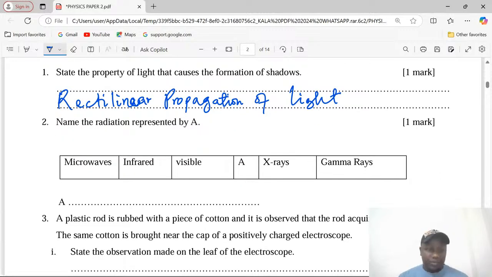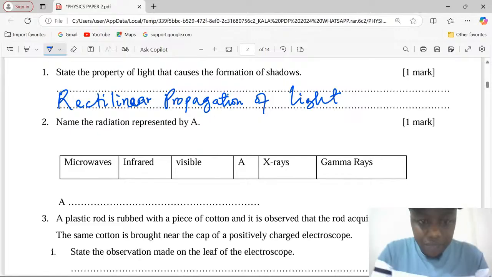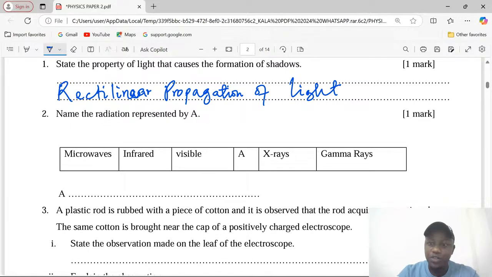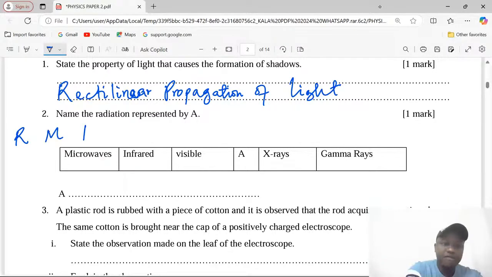Number 2, name the radiation represented by A. So this is part of the electromagnetic spectrum. And we know that when arranged in terms of increasing frequency, like you can see here, the first one is usually radio waves, then a microwave, then infrared, then we have the visible light.